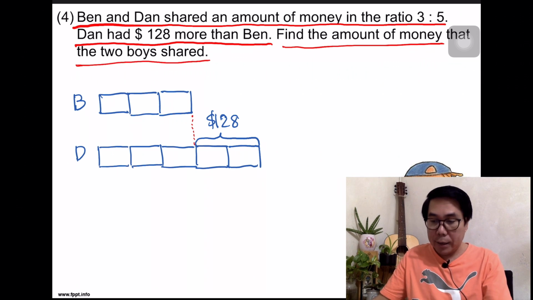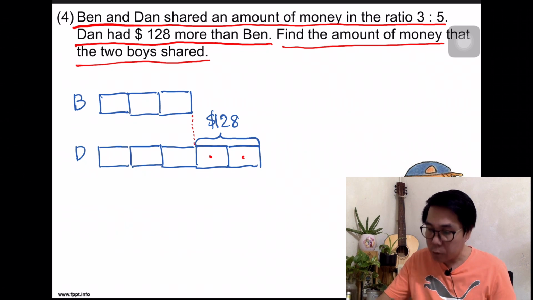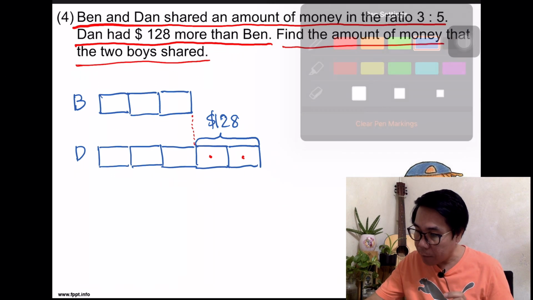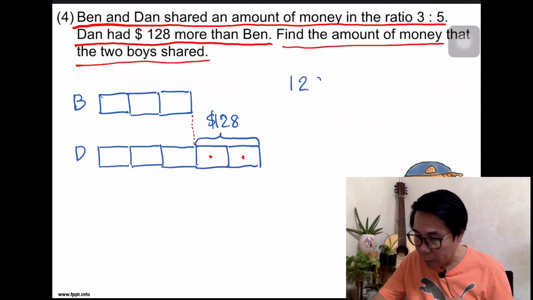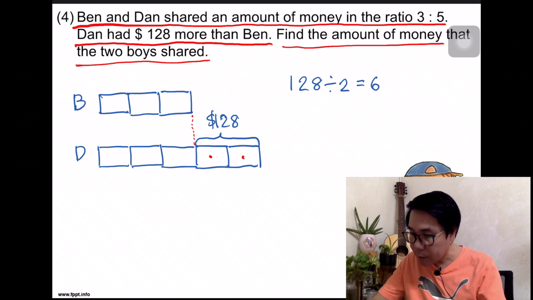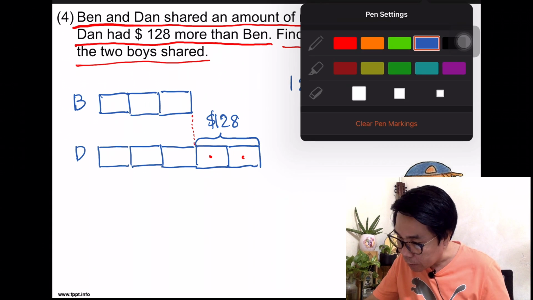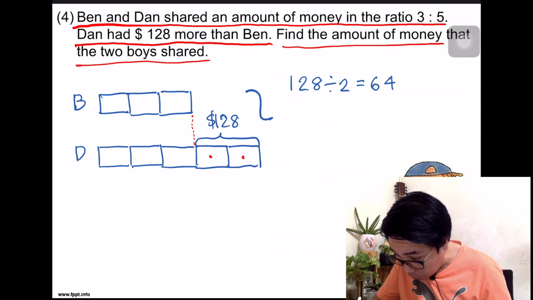So that means that if you can see, the 128 is made up of two units, 1, 2. So to get 1 unit, 128 must be divided by 2. So 12 divided by 2 is 6, and 8 divided by 2 is 4. So 64. So 1 unit is 64. And then we're looking to find the amount of money that the two boys shared. So we're looking for this in all.